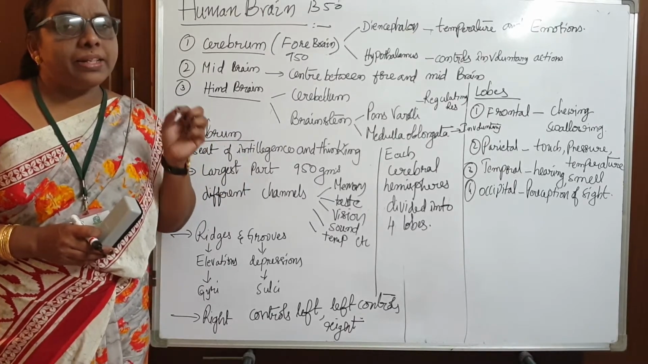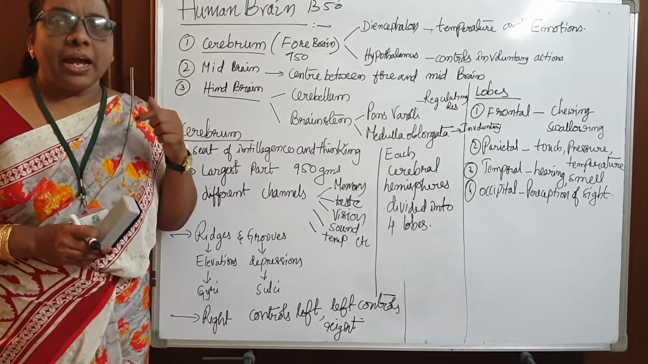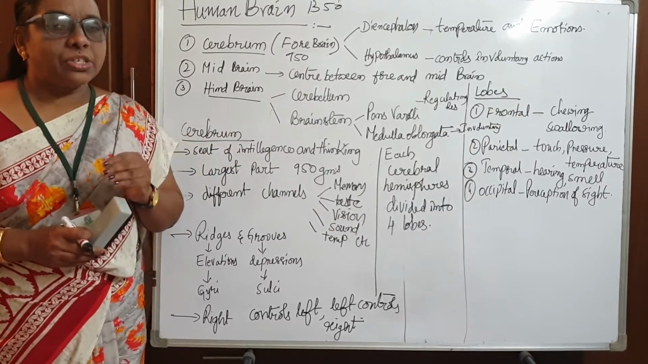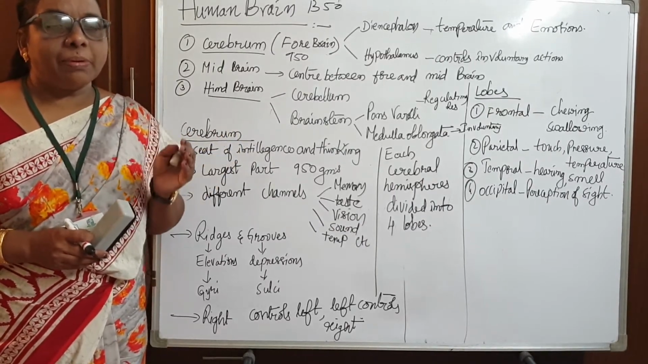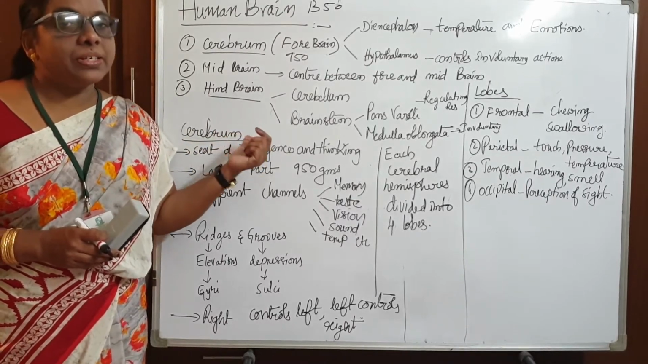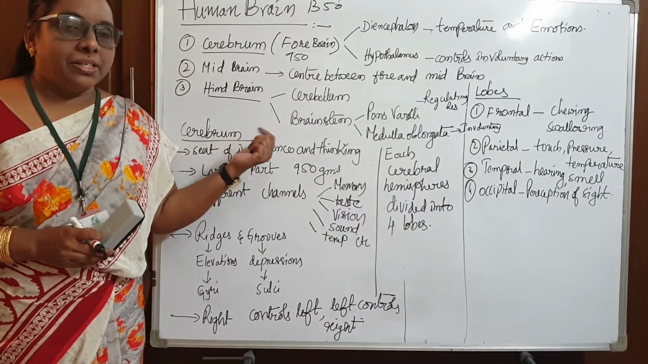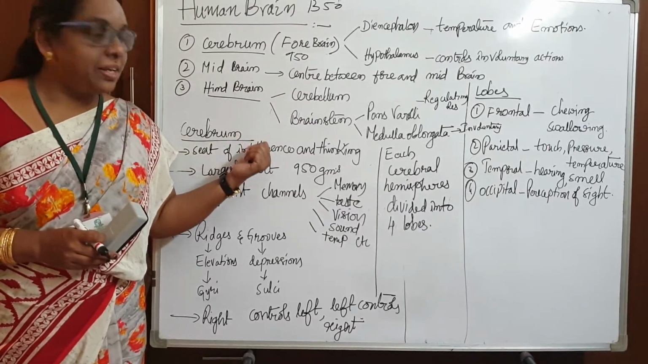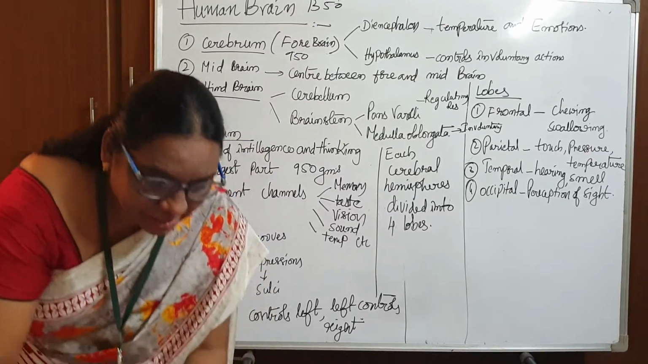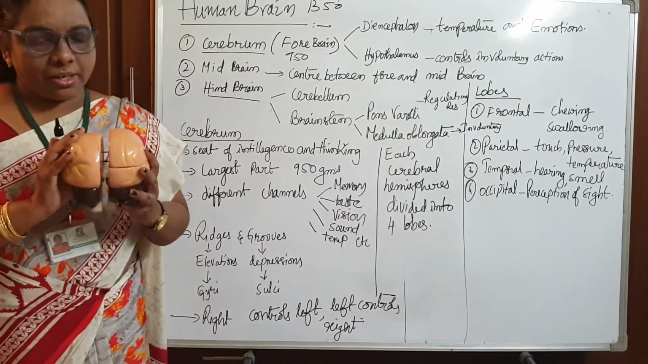If anything is registered in your brain, we can remember it for many years, because that information is registered in the cerebrum. That's the reason it is called the seat of intelligence and thinking. Yes, so I showed this last time.